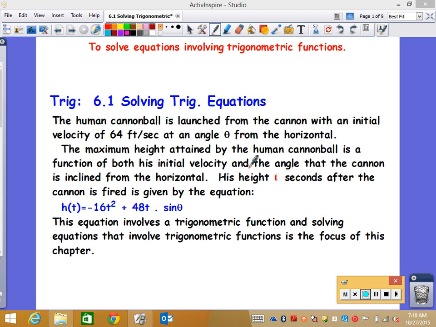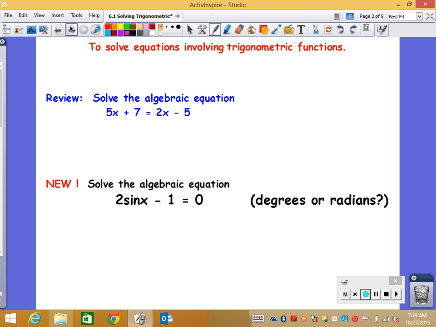It's negative 16t squared plus 48t times the sine of theta. So instead of just having a normal quadratic, which you probably learned about in Algebra 1 or 2, we now incorporate some sines or cosines or some trig functions. But we'll get to that in just a little bit. But let's start small. Let's do a bit of review.